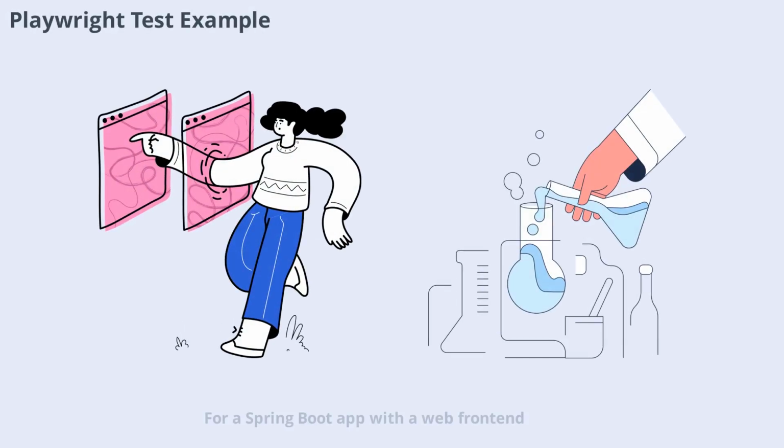For a Spring Boot app with a web frontend, Claude generates Playwright tests that simulate real user interactions. These include logging in, navigating product pages, filtering categories, and handling invalid inputs. The skill also provides reusable login helpers and server lifecycle management, making it easy to maintain a comprehensive test suite. This level of automation boosts your confidence in every deployment.